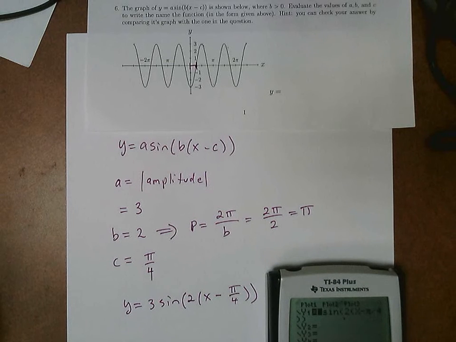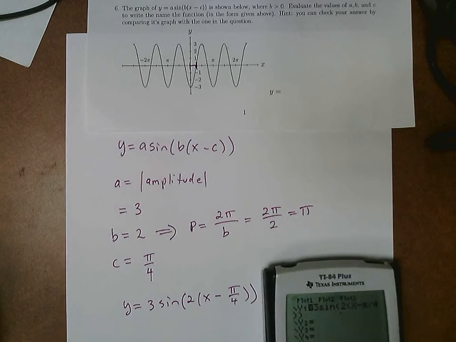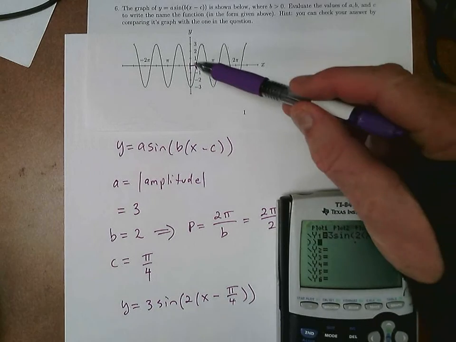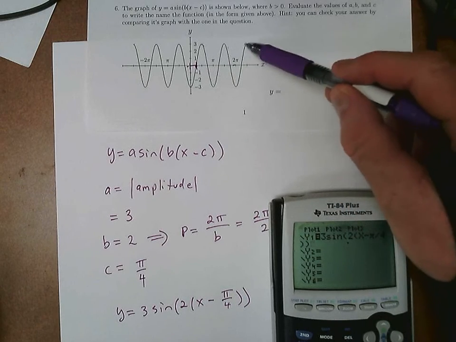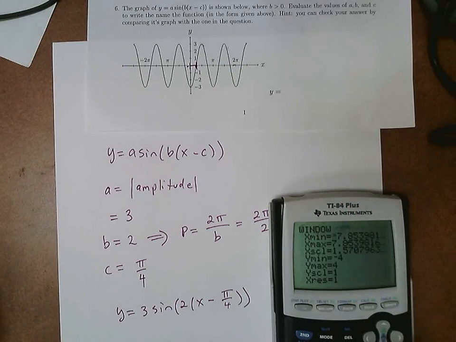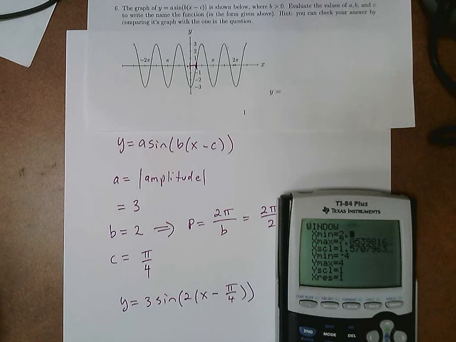So in y equals, you put 3 sine of 2 times x minus pi over 4 and graph the function. Use the window the same as the question window. So here we go from 0 to 2.5 pi, so we'll start with negative 2.5 pi, all the way to positive 2.5 pi.